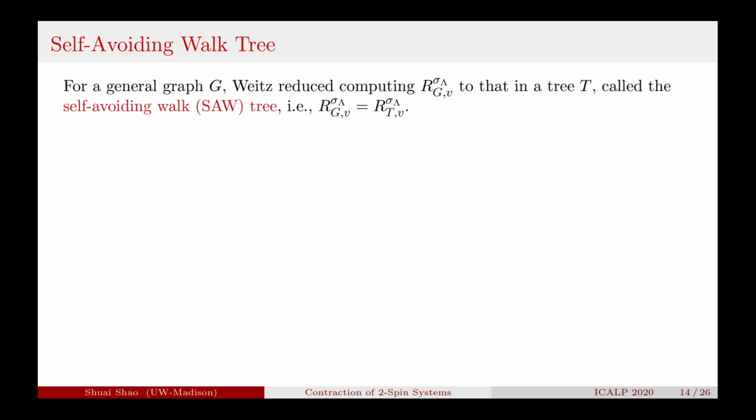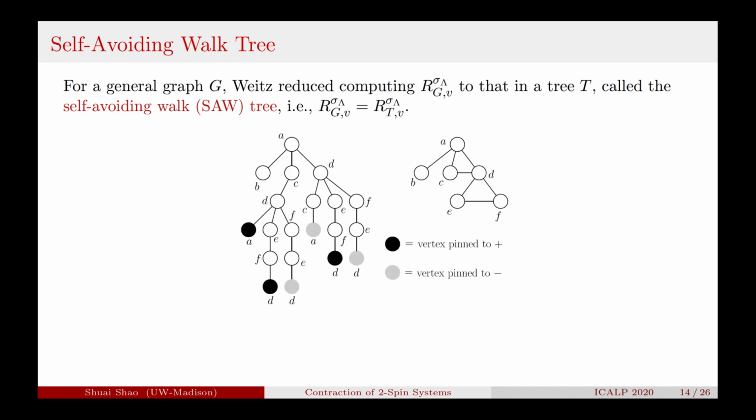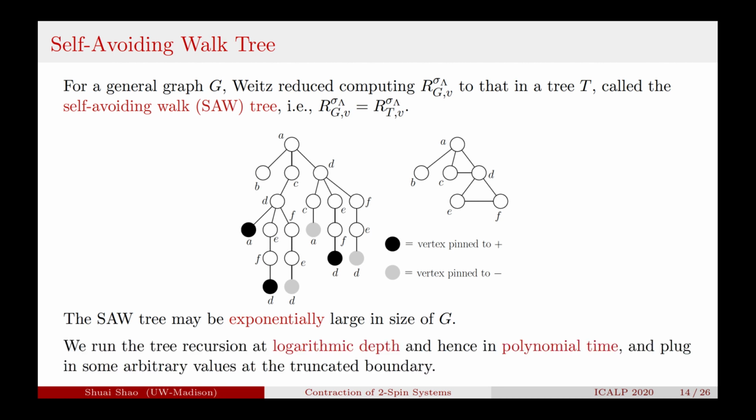Well, for a general graph, we reduce computing the ratio to that in a tree, called the self-avoiding walk tree. However, the self-avoiding walk tree may be exponentially large in the size of the original graph G. So in order to get a polynomial time algorithm, we run the tree recursion at logarithmic depth, and hence in polynomial time. And we plug in some arbitrary value at the truncated boundary.